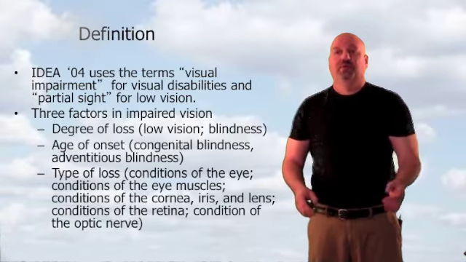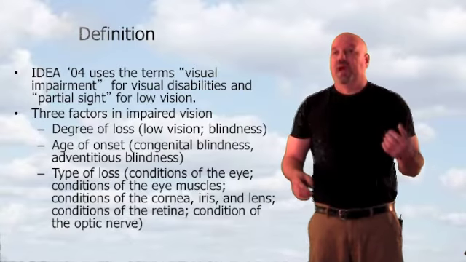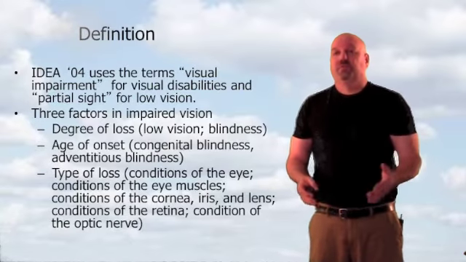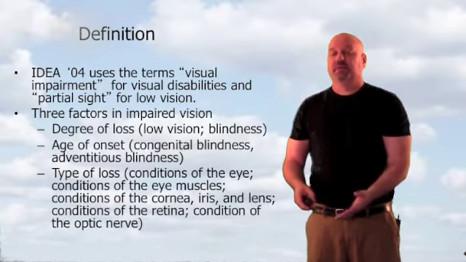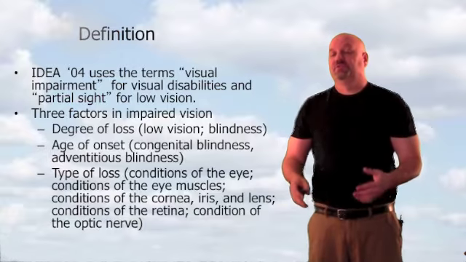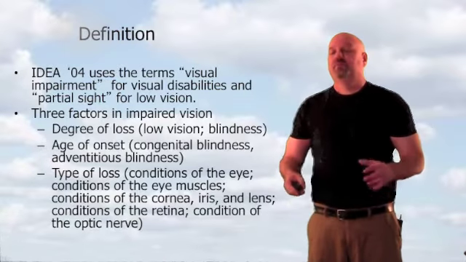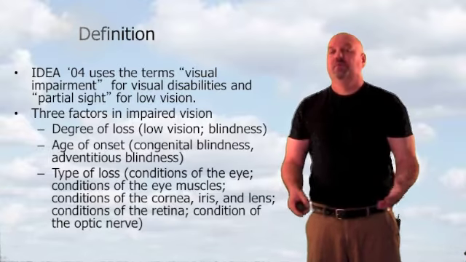Conditions of the cornea, iris, and lens. Is it a condition related to the optic nerve, or is it related to the retina? These are all going to have different types of interventions medically, but in general, you're going to have to know the type of vision loss your student has in the classroom so you can make better accommodations and modify your classroom to meet their mobility needs.